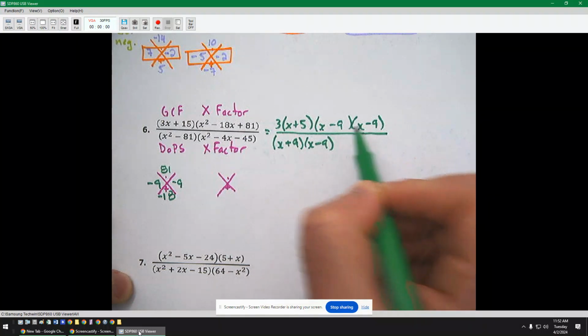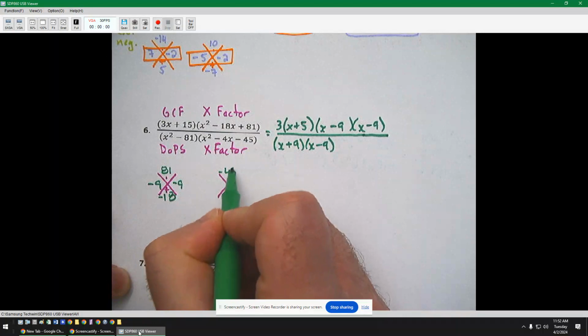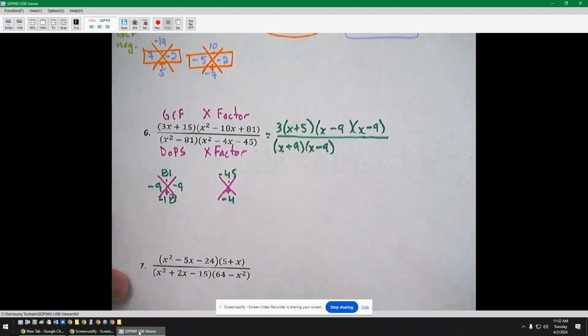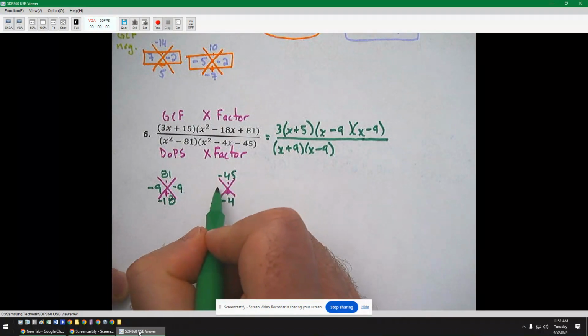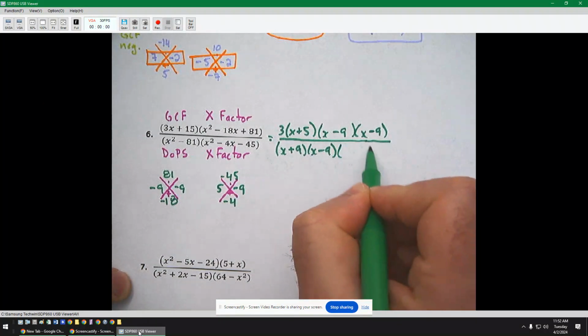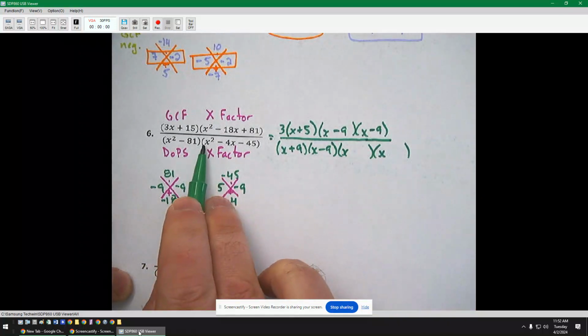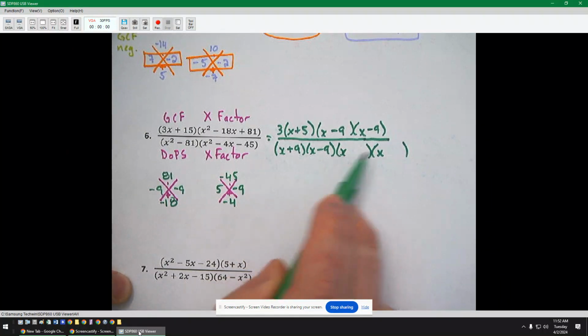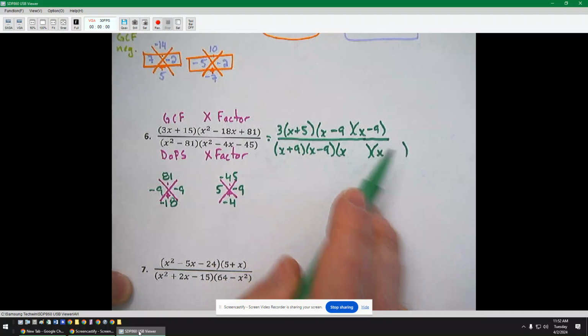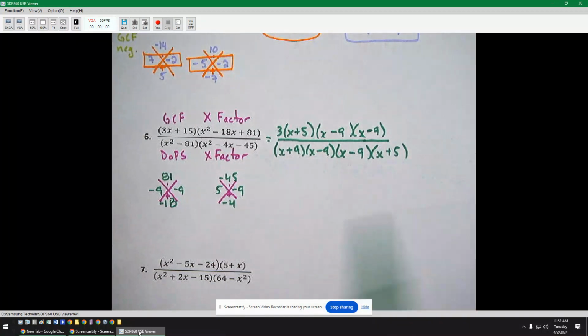So not very interesting. Okay, this one is a negative 45. That needs to build a negative 4. 9 and 5. Yep. So it'd be 5 and a negative 9. And again, this is another nice x factoring problem because the coefficient is just 1. So it's got to be 1 and 1. I'll use this one to build the 5, and I'll use the other one to build the negative 9.